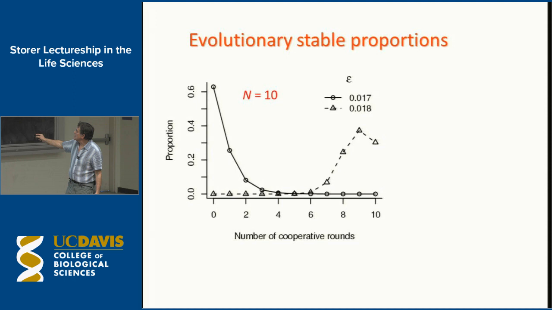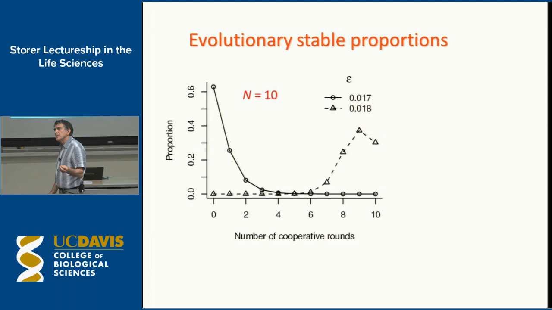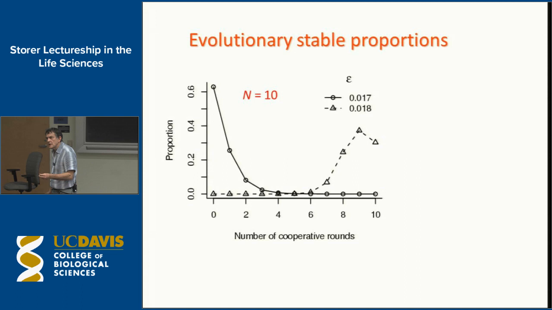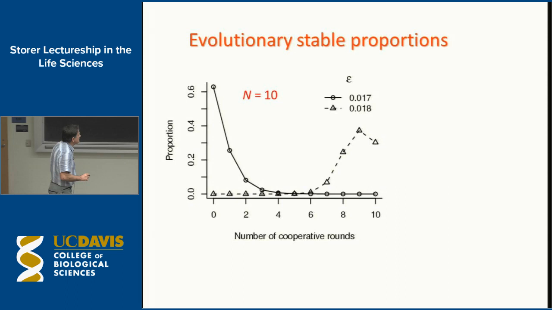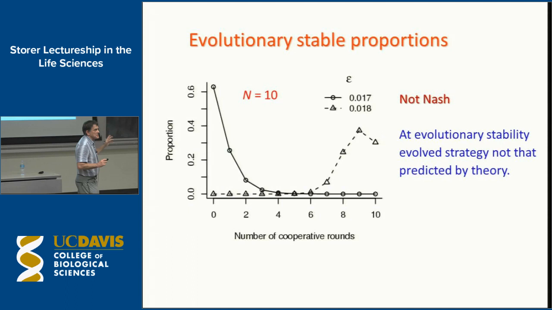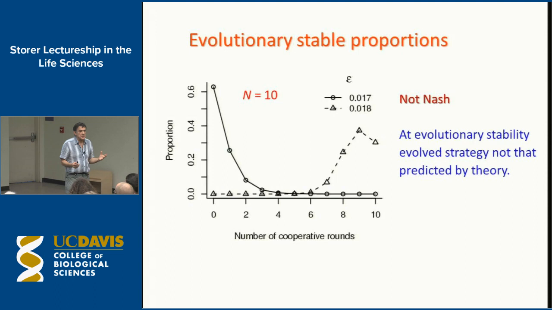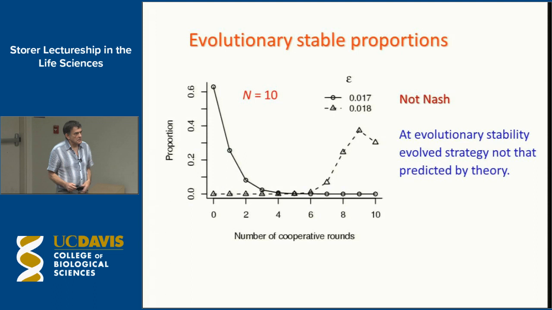This is epsilon equals 0.018, and this is the curve now. What's happened is that there's enough variation so that the best response to the population is greater than the population mean, and the evolution just drives you to high levels of cooperation. This is a very artificial example, but I wanted to construct it to make a point, and that is, this stable solution in this case is not a Nash equilibrium, and is very far away from the Nash equilibrium. Individuals are not doing the best, given what the others are doing.